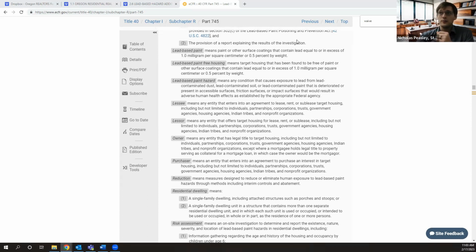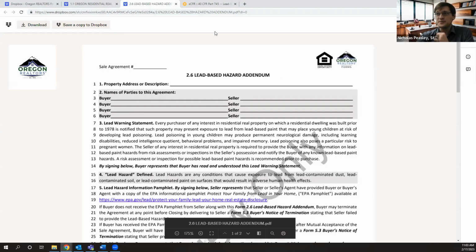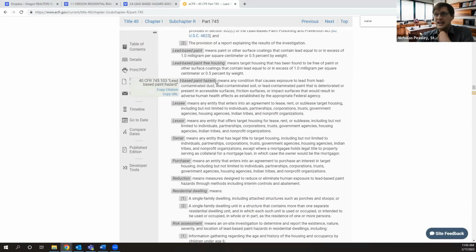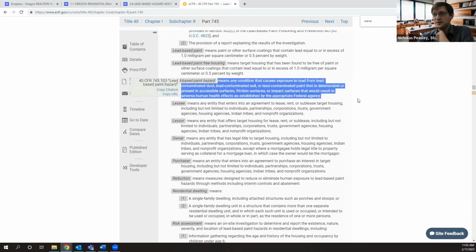Why are we calling it a lead-based hazard addendum rather than lead-based paint? That's because a lead-based paint hazard under federal law is defined as a condition that causes exposure to lead from lead-contaminated dust, lead-contaminated soil, or lead-contaminated paint that is deteriorated or present in accessible surfaces, friction surfaces, or impact surfaces that result in adverse human health effects as established by the appropriate federal agency.